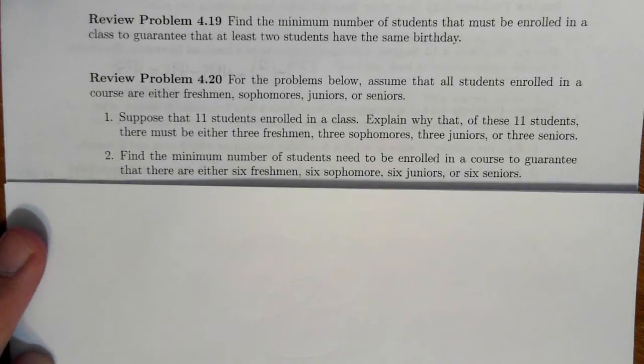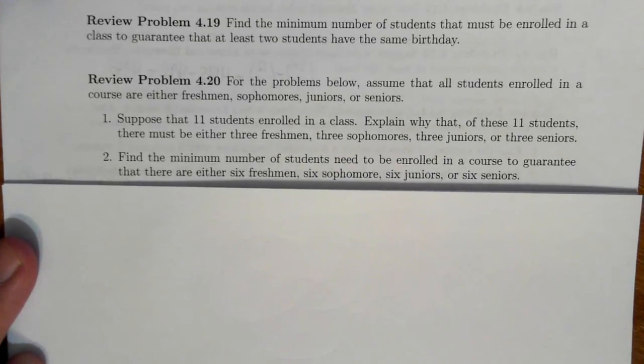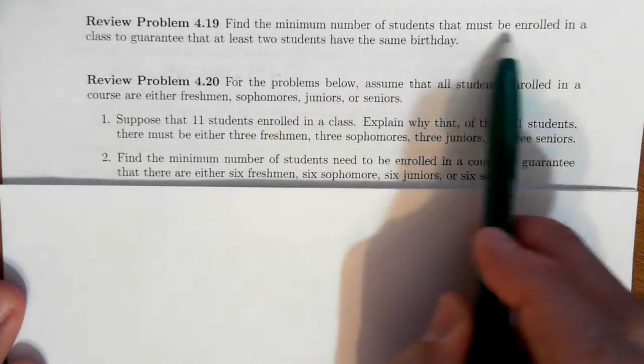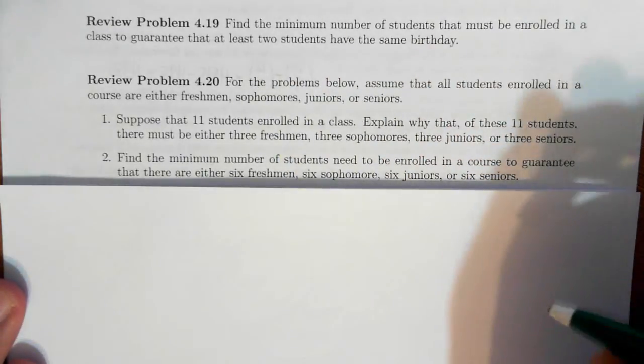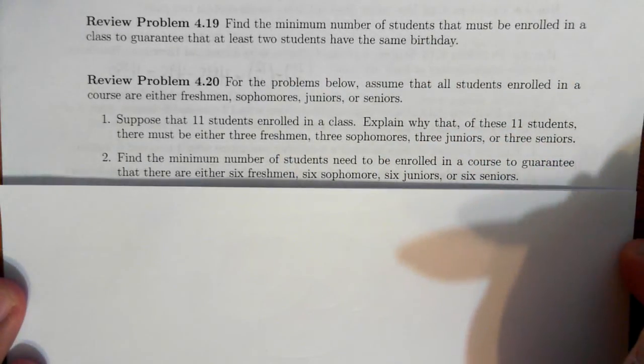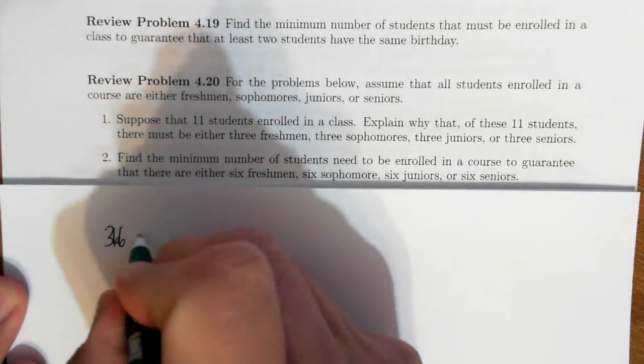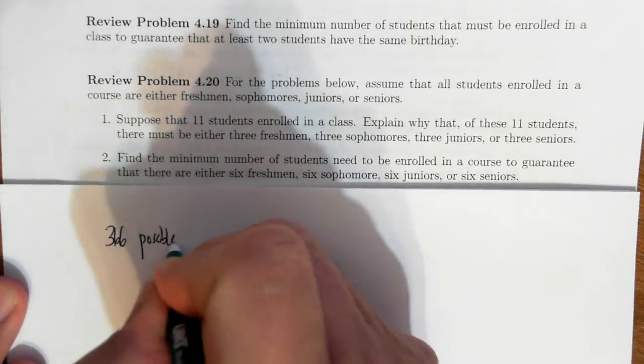In this review, we'll take a look at problems 419 and 420, and both of these concern the pigeonhole principle and the generalized pigeonhole principle. Find the minimum number of students that must be enrolled in a class to guarantee that at least 2 students have the same birthday. Well, there are 366 possible birthdays.